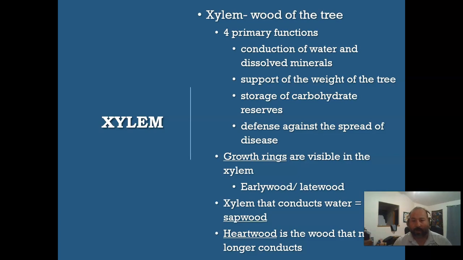Well, what do you mean it's the wood of the tree? I mean, it's the wood of the tree. When we talk about a stem and we talk about the wood in the stem, we're really talking about the xylem for the most part. So it's got 4 primary functions. It's going to conduct water and dissolved minerals. It's going to support the weight of the tree. It's going to be a storage unit for carbohydrate reserves. And it's also going to provide us defense against the spread of disease. So that's 4 really awesome functions that xylem does.